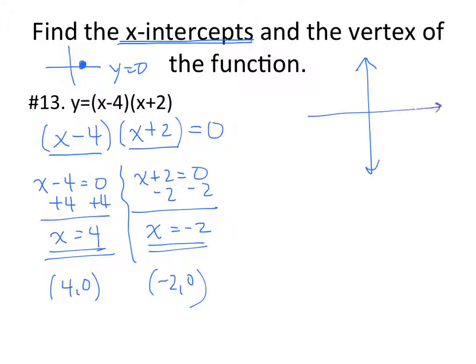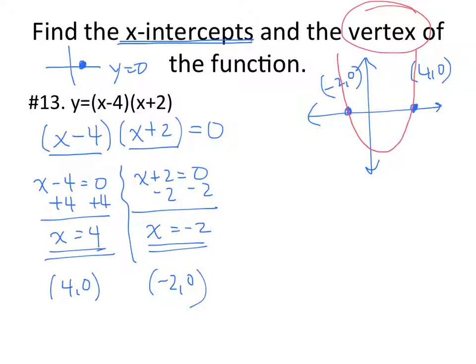I'm going to go ahead and graph this. So here is 4, 0 and negative 2, 0. Now, our very last step is to find that vertex. If we look at our intercepts, the y's are at the same level, and we know that our parabola has to be symmetrical. When we look at our factored form, we know that it's going to be a positive parabola, so it's going to be smiling at us. And so our vertex will be somewhere around here.